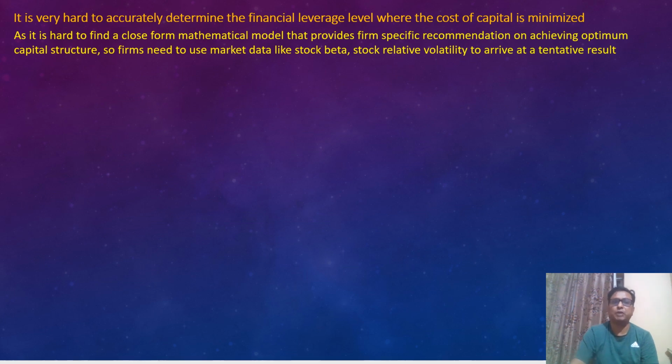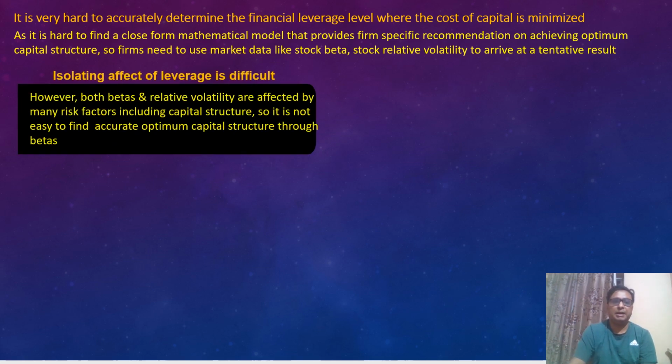Thus, it is very hard to accurately determine the financial leverage level where the cost of capital is minimized. It is hard to find a closed form solution of our mathematical model that provides firm specific recommendations on achieving optimum capital structure. So the firms need to use market data like stock beta, stock relative volatility to arrive at a tentative result. Isolating the effect of financial leverage is difficult. Both the betas and relative volatility are affected by many risk factors including capital structure. So it is not easy to find accurate optimum capital structure using betas.